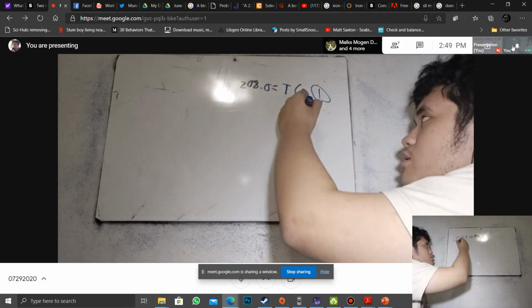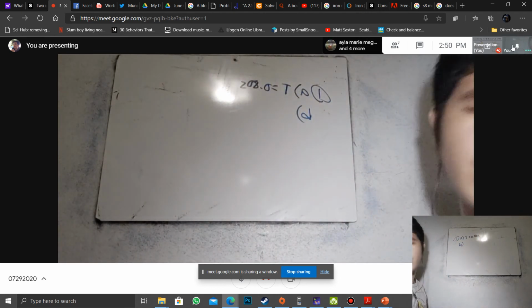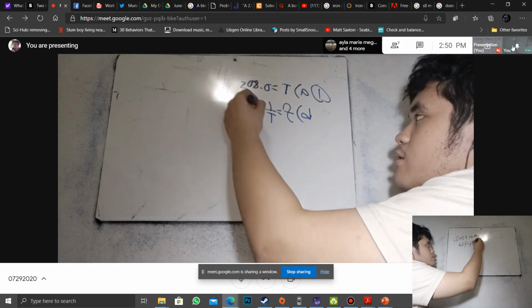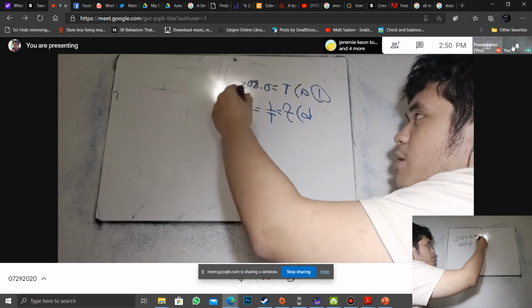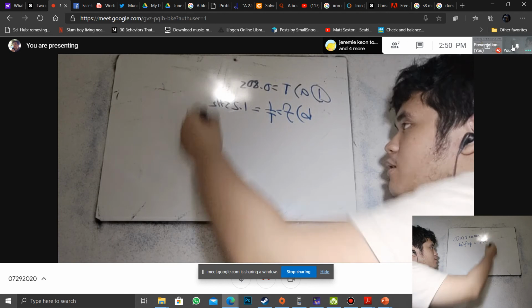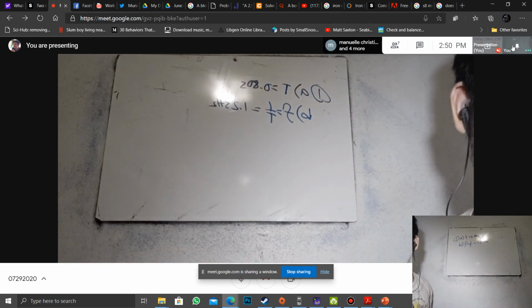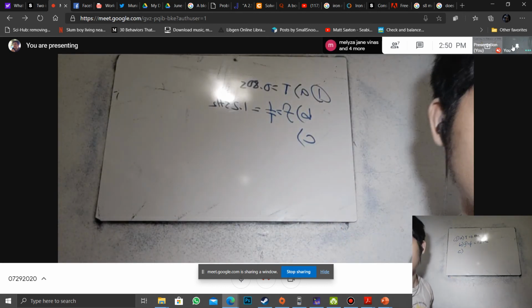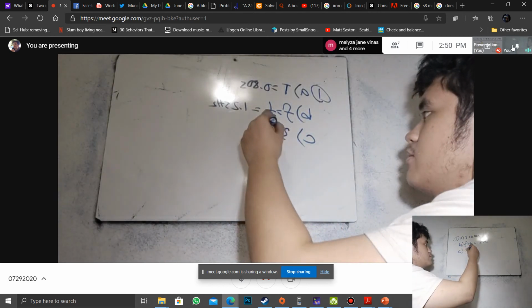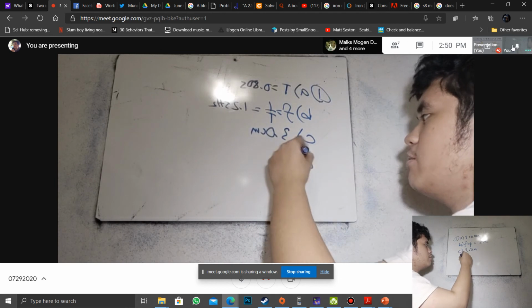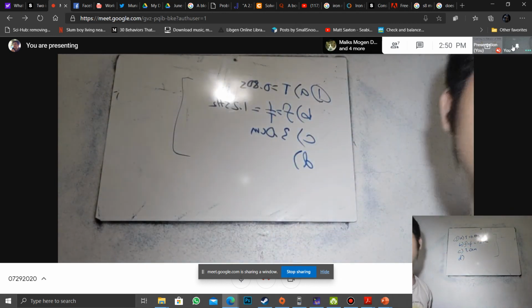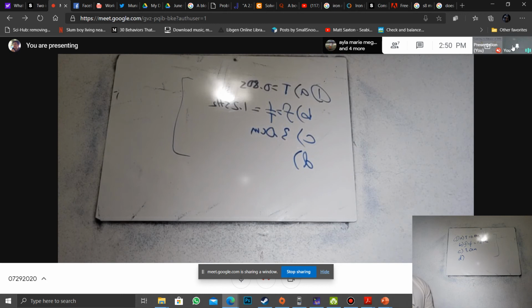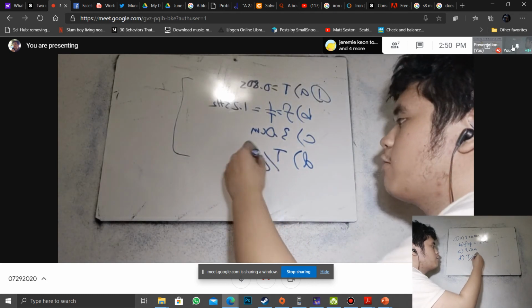Letter B, F equals 1 over T equals to 1.25 hertz. Letter C, amplitude. Kitang-kita naman, 3 cm, no? 3 cm. Letter D, basta this is how I see the graph, ako. Personally, that's how I see it. Letter D, how much time does it take the oscillation to reach its amplitude? Get to 1/4, di ba? T over 4, 0.20 seconds.